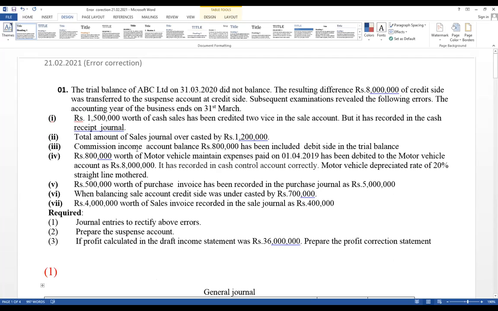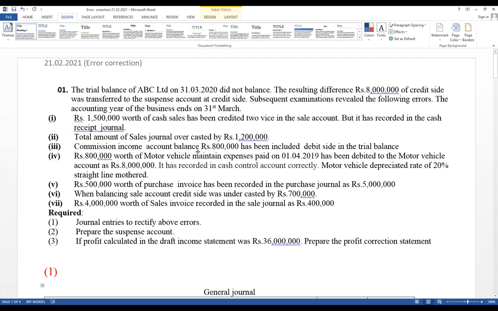Commission income account balance of rupees 800,000 has been included on the debit side of the trial balance. Normally, the debit side of the trial balance should include only assets and expenses. The credit side has income, liability and equity. Therefore, commission income should normally be included on the credit side of the trial balance.